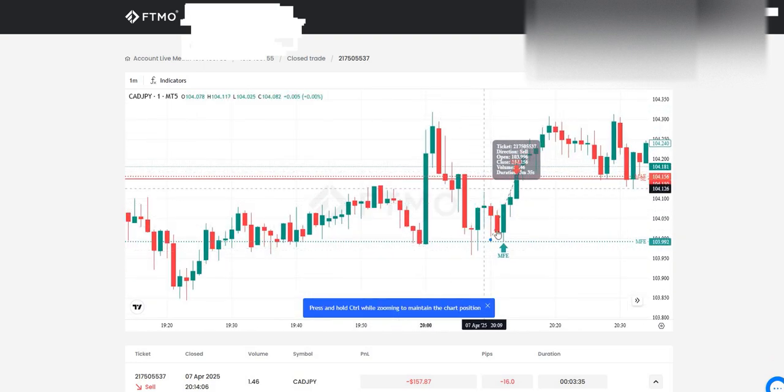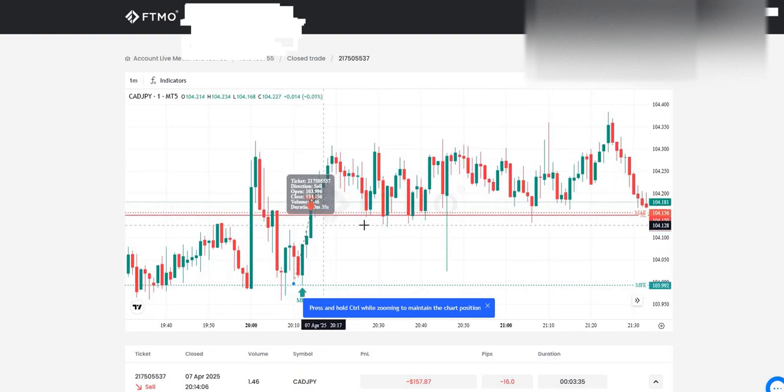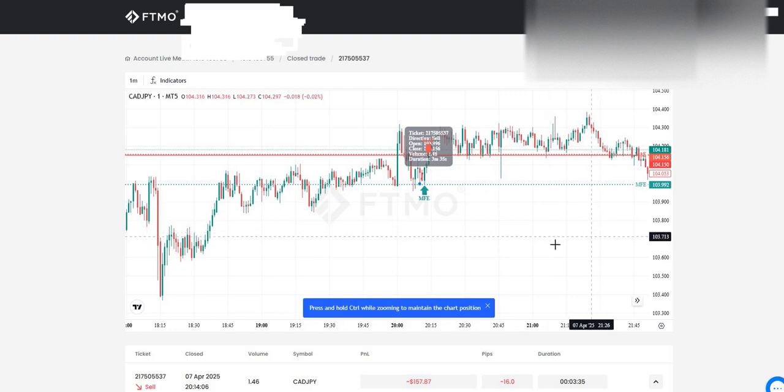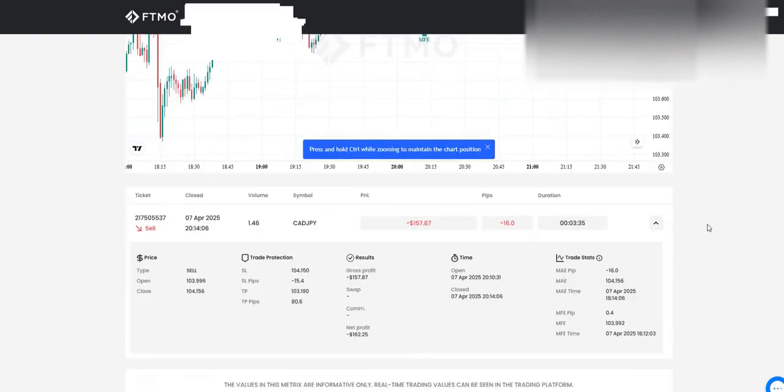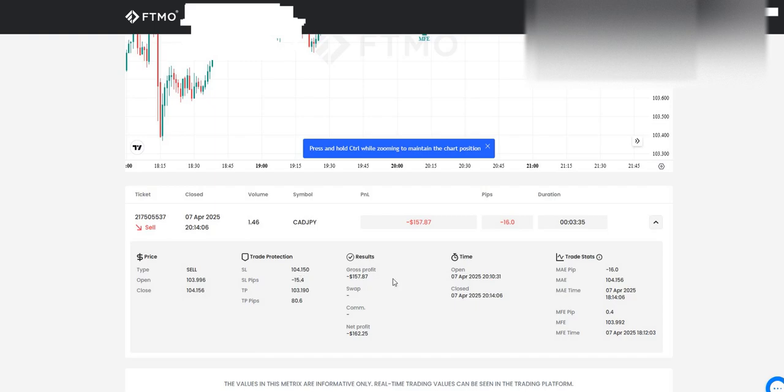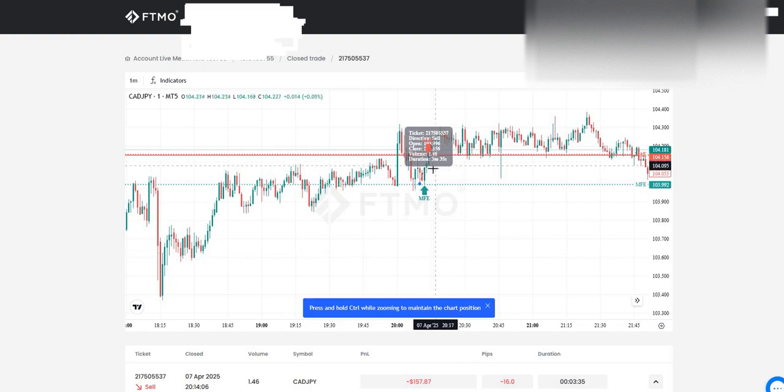So you can see I entered here and got stopped out here. You can actually see what the market is doing afterwards, and what's happening. It's very good. And then of course it tells me a few things as well, you know, my pips, how much I lost in this trade, and so on and so forth. It's very good.